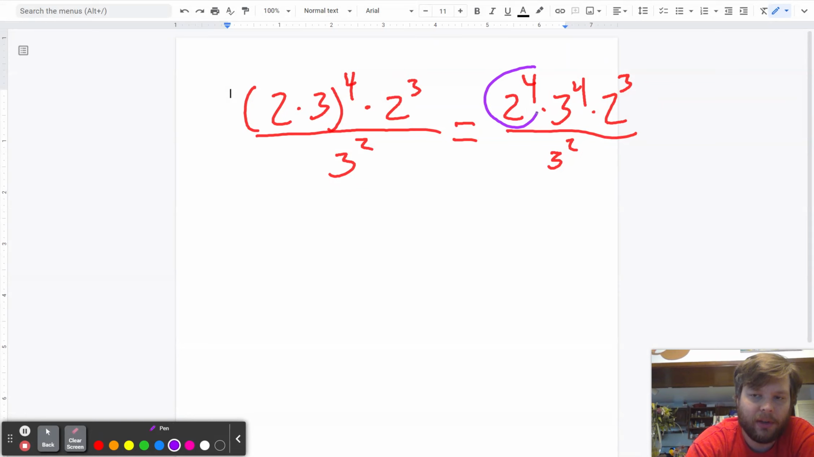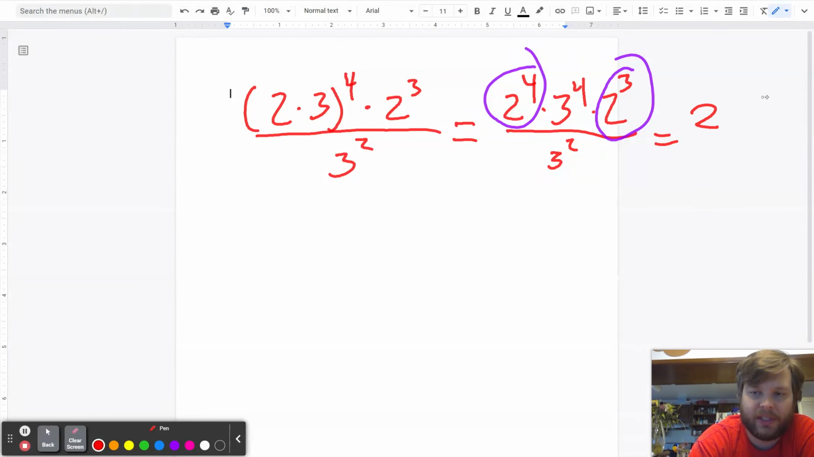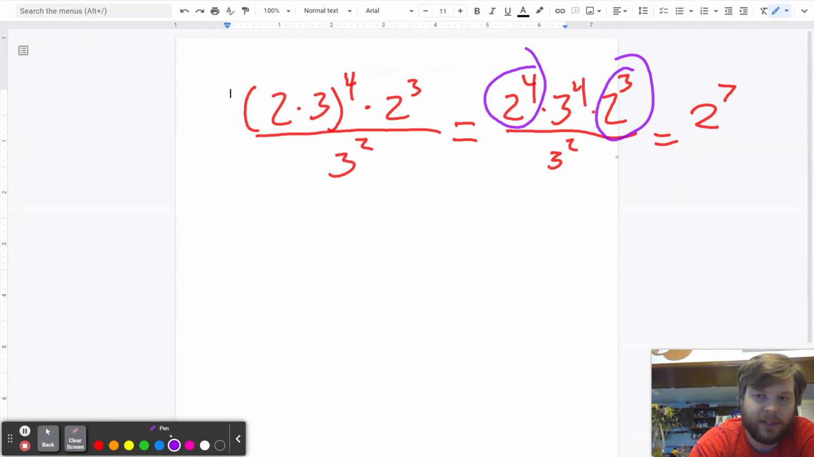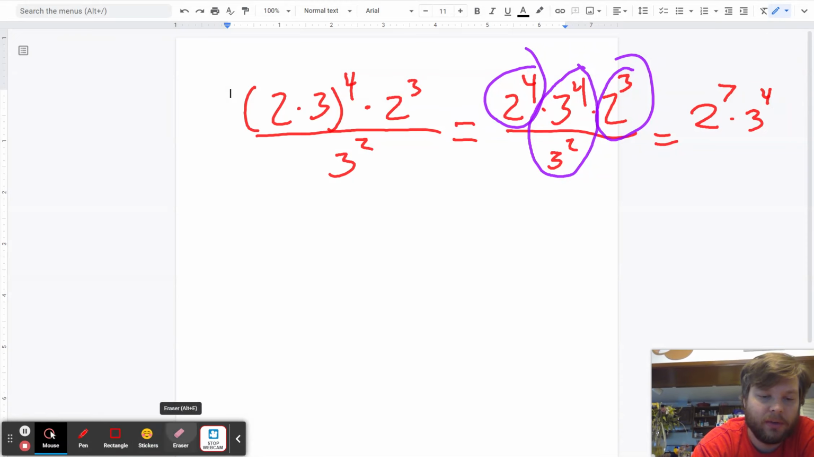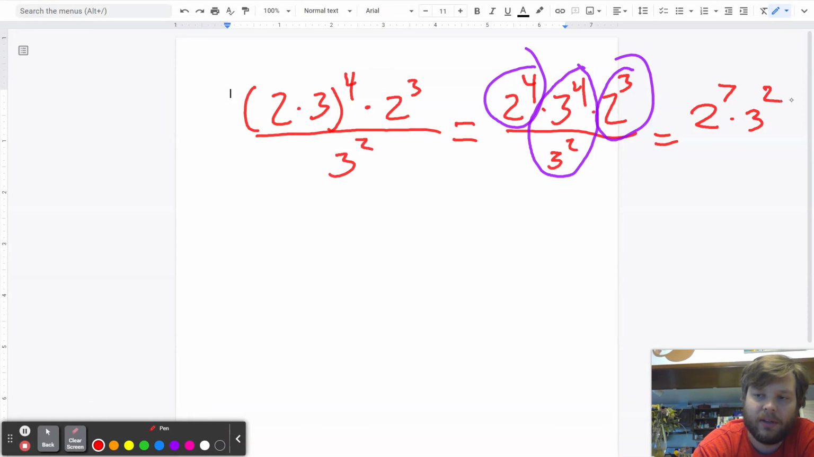Then what I'm going to do is I'm going to look at the two different powers of 2. Those have the same bottom number, so that number is going to stay the same. 4 plus 3 makes 7. Then I'm going to look at the two different powers of 3. Those have the same bottom number, so it's going to stay the same. And I do 3 to the 4 over 3 to the 2. That means 4 minus 2, which becomes 2. Wrote the wrong thing there. So that becomes 3 to the second power like that.